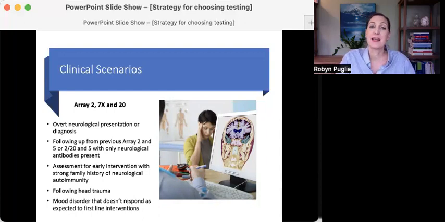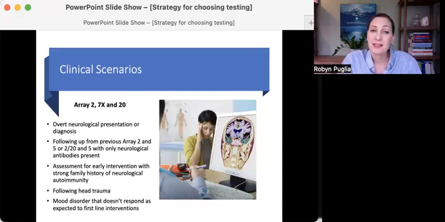So if somebody has run an array 5, which is the full antigen panel, and they only have neurological autoantibodies, then we don't need to run the full array 5 again. We can actually follow that up just with array 7X.